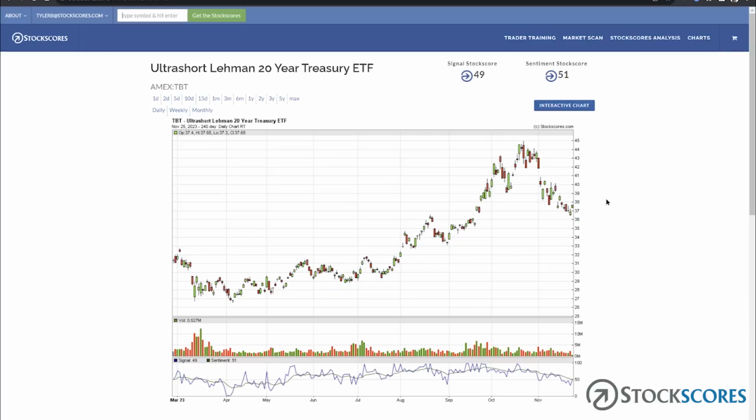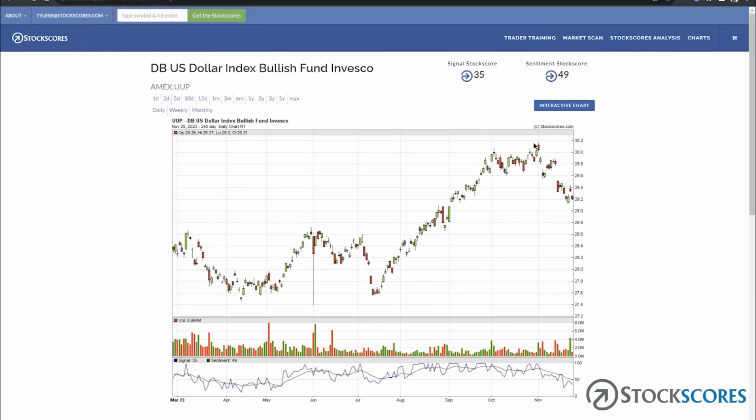All right, final couple of charts I want to look at are some currencies. Let's take a look at the US dollar, because if money is coming out of the bond market and if the bond market is going down, that means interest rates are going up. If the bond market is going up, interest rates are going down. That makes it less desirable to hold US dollars, and that's why the US dollar has dropped.